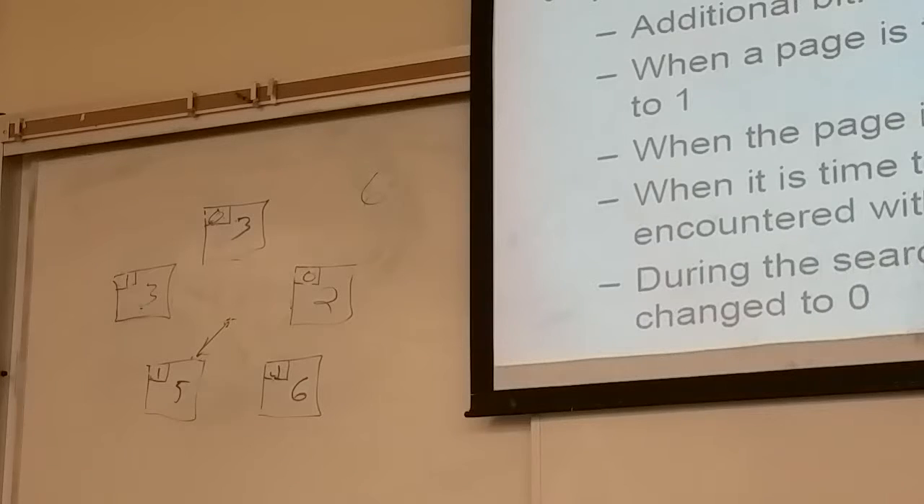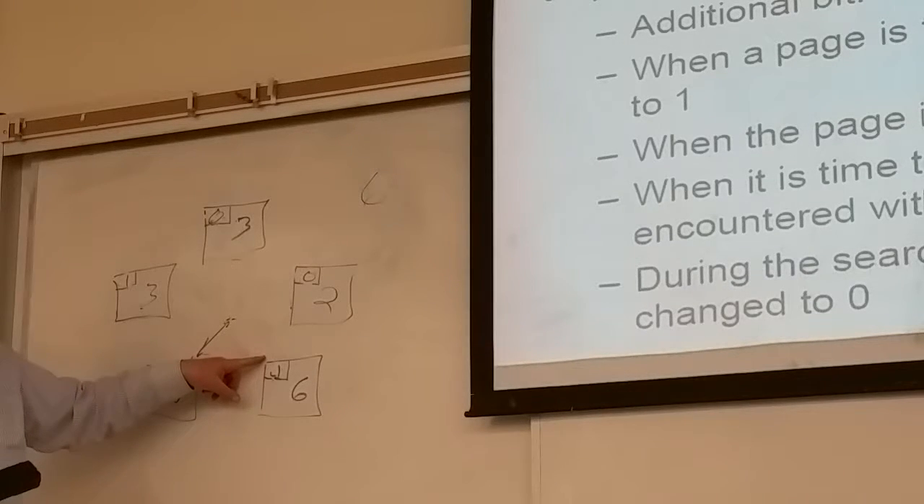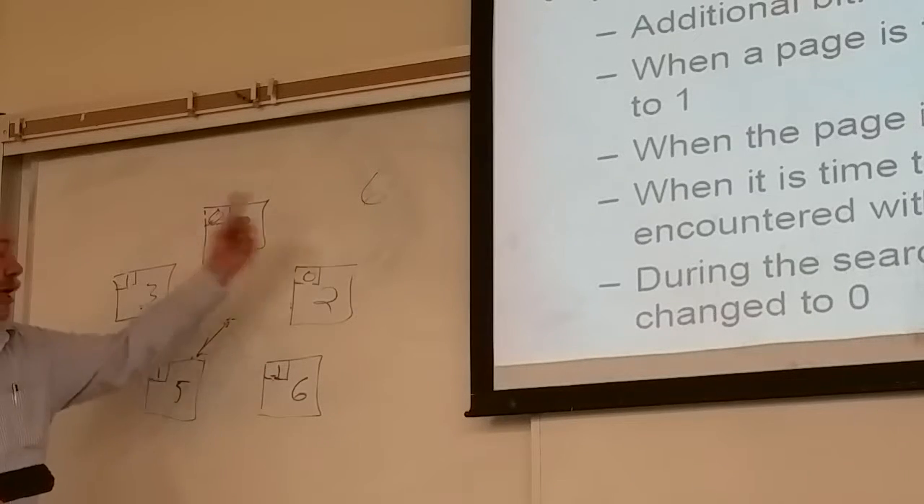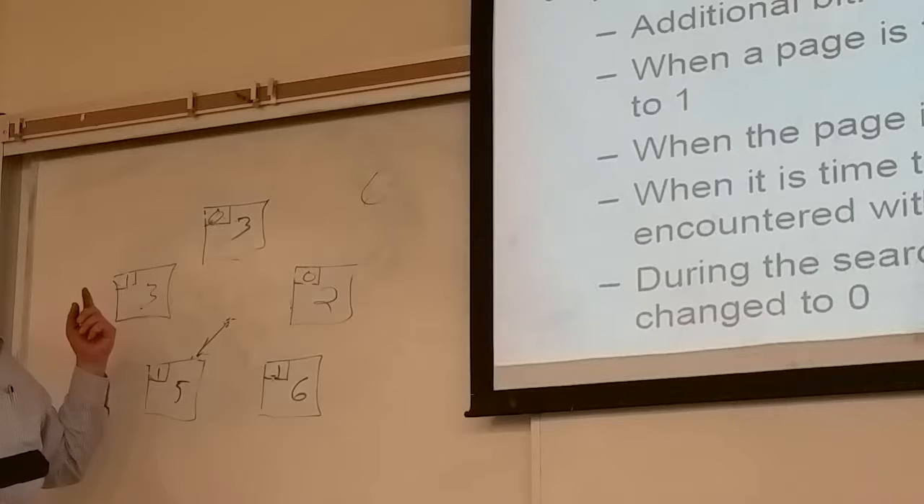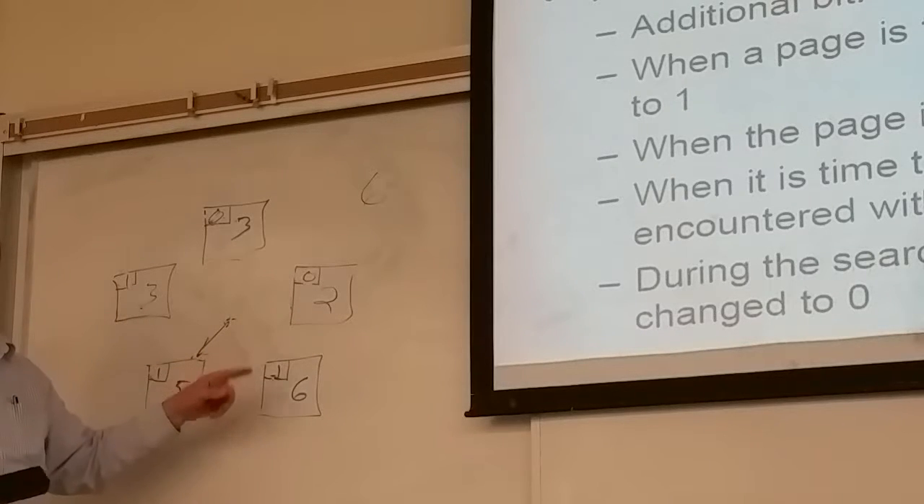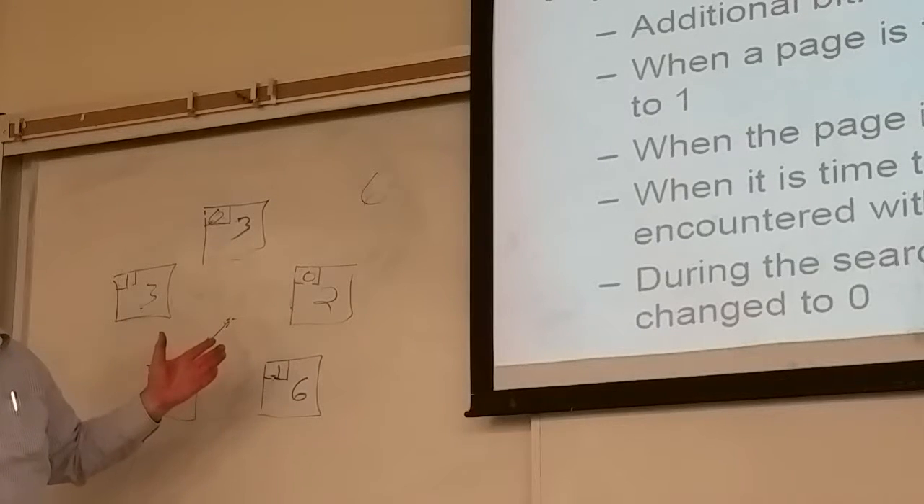Why did you replace the 7 with the 6? Because its use bit was 0, which meant it was a hold. My pointer was pointing to this page in this frame, and its use bit was 0, which means it had been passed over before. Because when you pass over one, you set it to 0, which means it's older.